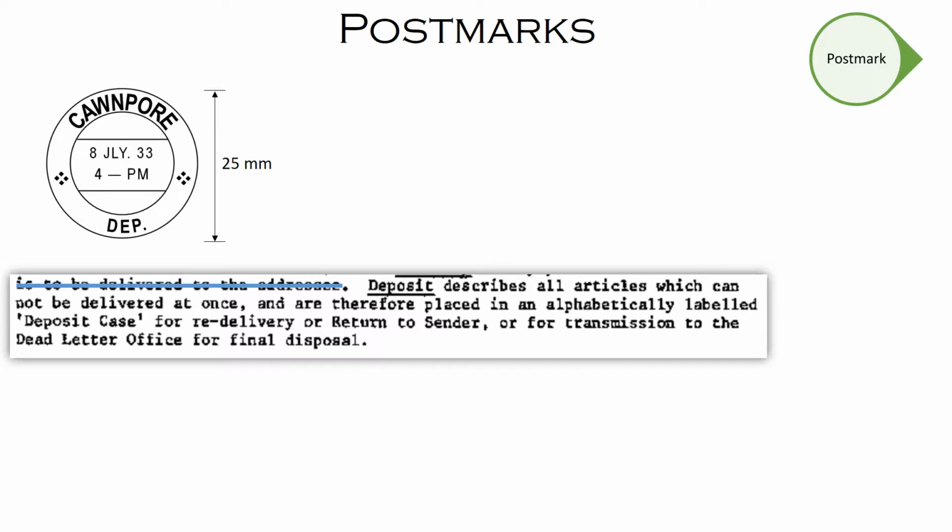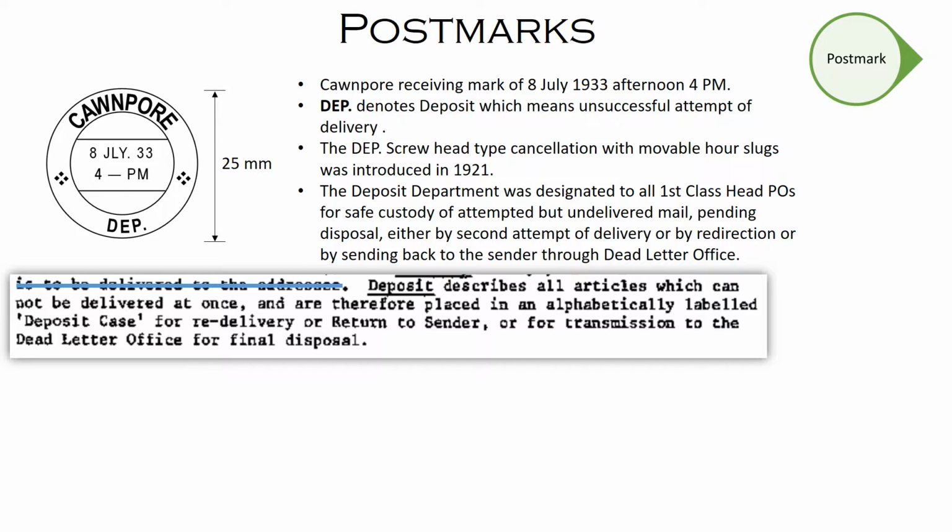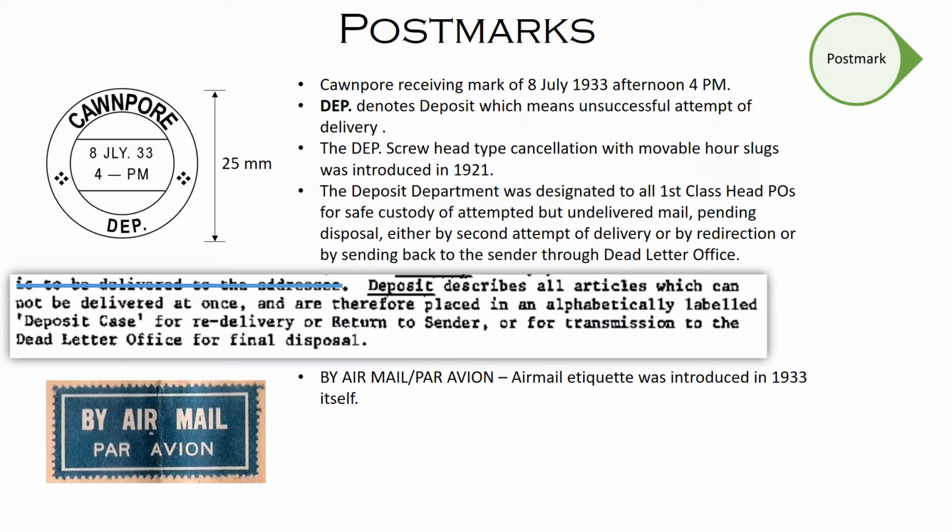Now coming to the postmark on the back side of the cover. The cover bears a Cawnpore DEP postmark, which stands for deposit, and indicates unsuccessful attempt of delivery. The deposit department was designated to all first-class head post offices, for safe custody of attempted but undelivered mail, pending disposal, either by second attempt of delivery, or by redirection or by sending back to the sender through a dead letter office. We also see a blue perforated label, mentioning by Airmail.